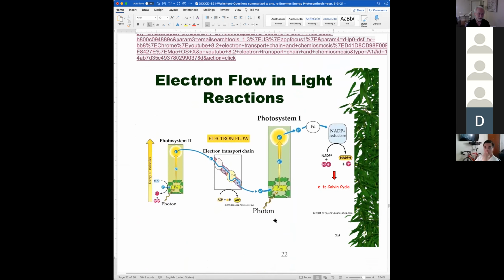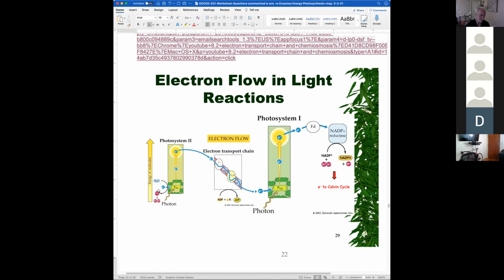So let's look at the flow of electrons in the light reactions. There are 2 photosystems called photosystem 1 and photosystem 2. They actually operate in reverse order. Photosystem 2 comes first. Within photosystem 2, there is chlorophyll that absorbs at a certain wavelength, 680 nanometers, and that chlorophyll can absorb a photon of sunlight. When it does, water is split into oxygen and hydrogen.